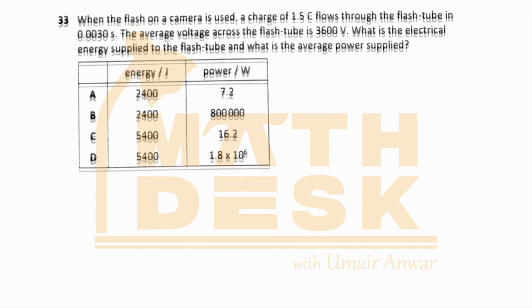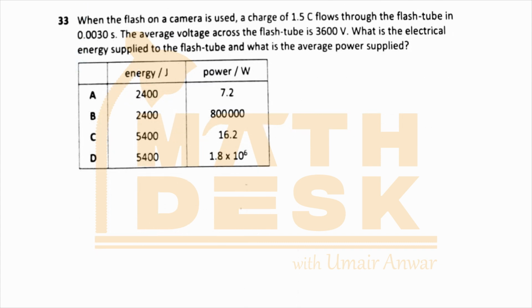The next part says when the flash on a camera is used, a charge of 1.5 coulombs flows through the flash tube in 0.0030 seconds. The average voltage across the flash tube is 3600 volts. What is the electrical energy supplied to the flash tube and what is the average power supplied? So we have the values of charge, time, and the voltage, and we have to find the electrical energy supplied and the average power supplied.